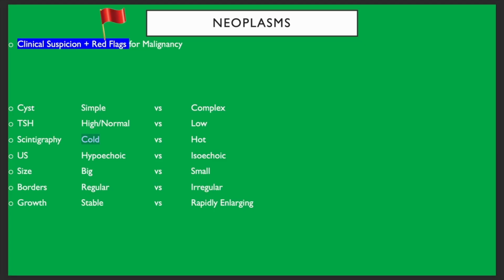Cold or hot? Hot means that it's working, it's secreting thyroid hormone. Cold means that it's not secreting thyroid hormone anymore. Which one do you think is a tumor? Hot. No, cold. Cold. I think cold is the tumor. Ultrasound, hyperechoic or isoechoic? Isoechoic means that the thyroid and the nodule have the same color on ultrasound. Hypoechoic means that the nodule on ultrasound is more black.